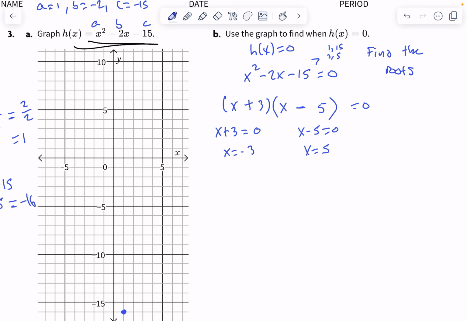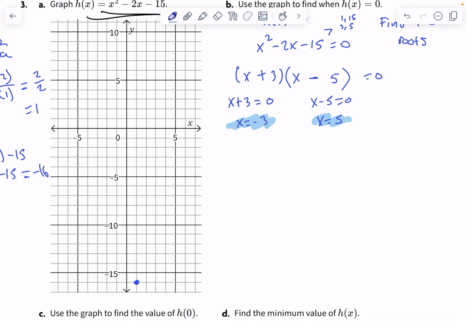So this also helps us find part B. So those are my roots. Let's go over here. So at negative 3, 0, 1, 2, 3, right here is one of them. And at 5, we have another one there. Okay? So we are very, very close to finding this.